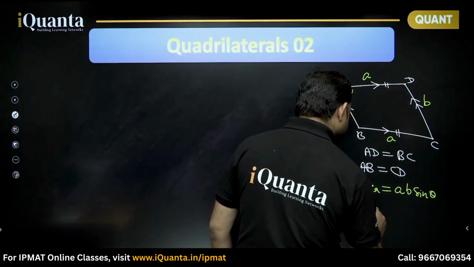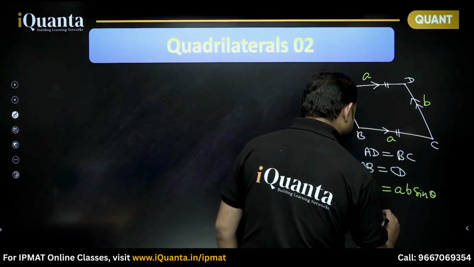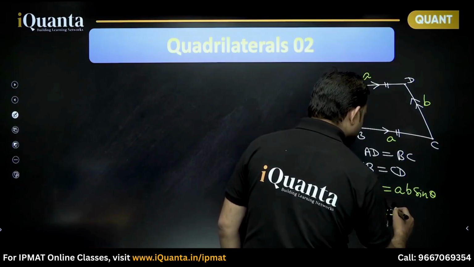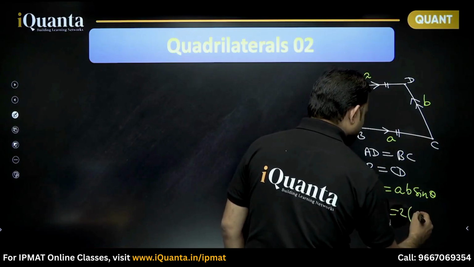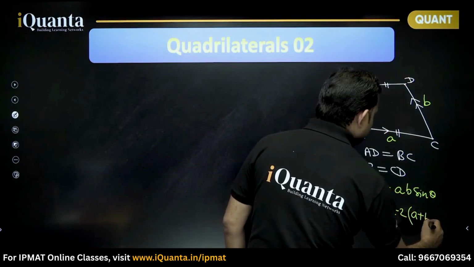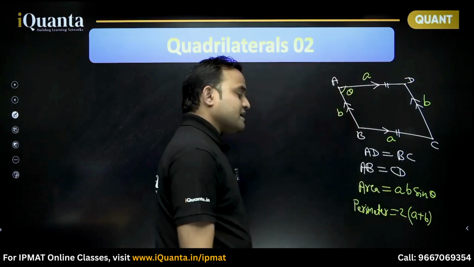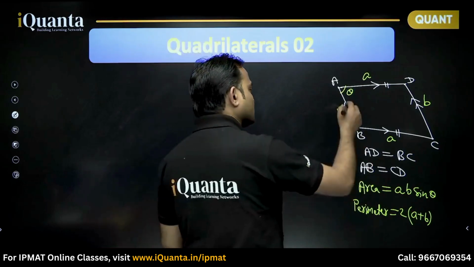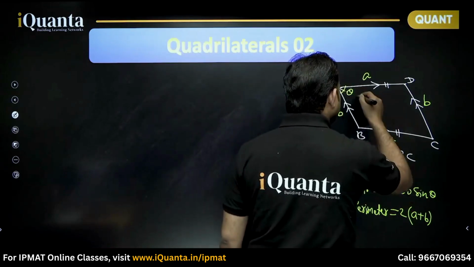Now, apart from that, what will be the perimeter? So, perimeter will be equal to 2 times A plus B.